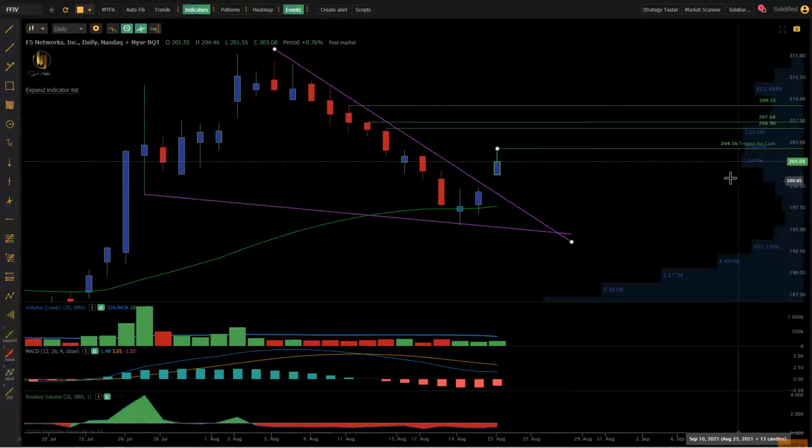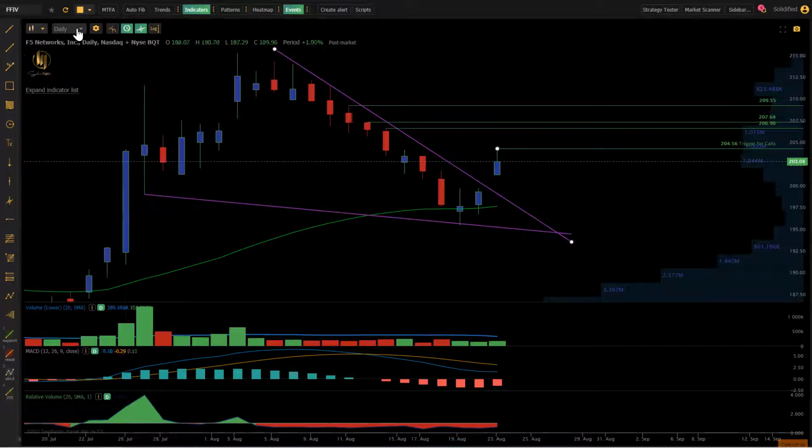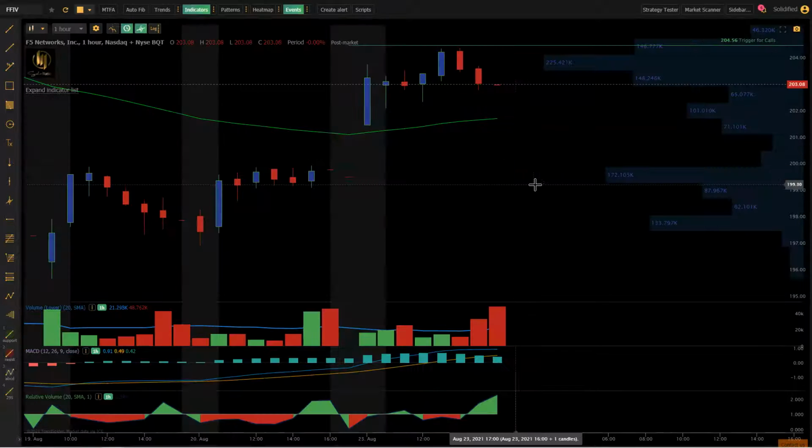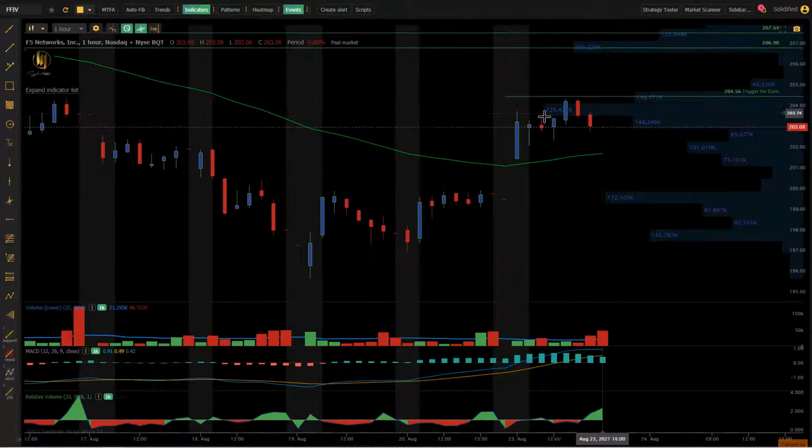Now, most importantly, again, this is the trigger for calls. That means it would have to pass 204.56, right? And hold. What I like to do with setups like this is go down to a lower time frame, like an hourly chart. So tomorrow, when it breaks this trigger, it would have to hold for one of these candles. So I wouldn't get in it right away.